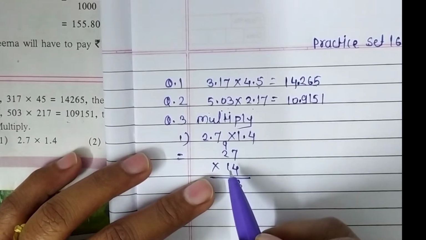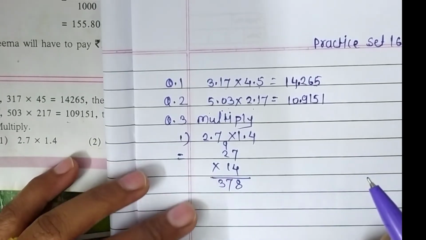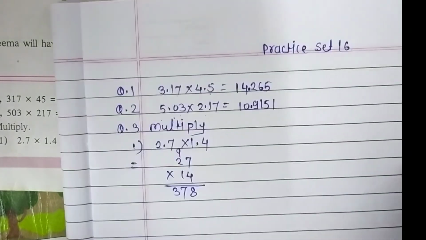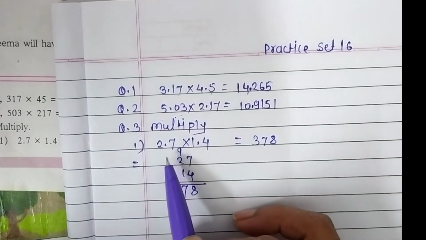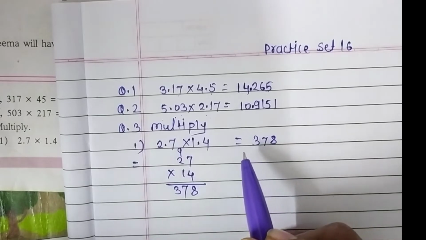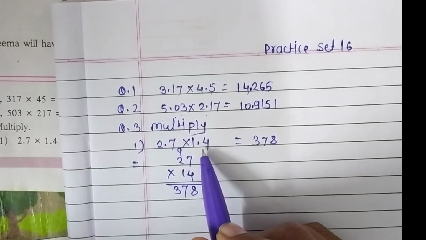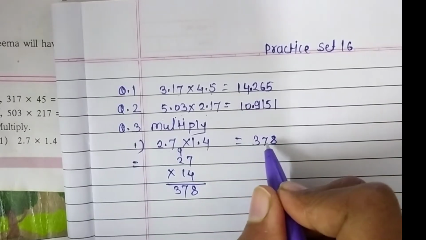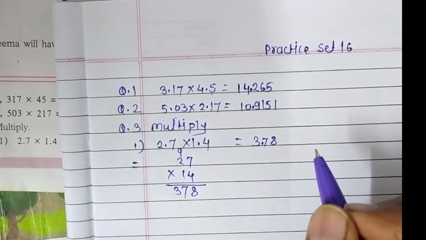14 sevens are 98. 9 is carry forward. 14 twos are 28 plus 9, it's 37. So our answer is 378. Now these are decimal fractions, so we have to put a decimal point in our answer. Look at the first fraction, it has one decimal place, and the second fraction also has one decimal place. So we just leave two decimal places from our right side and put our decimal point here. So our answer is 3.78. It's easy.